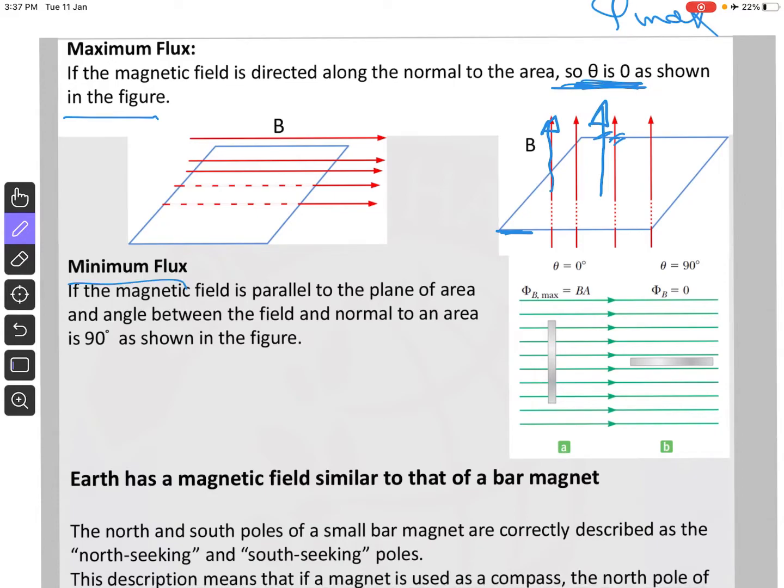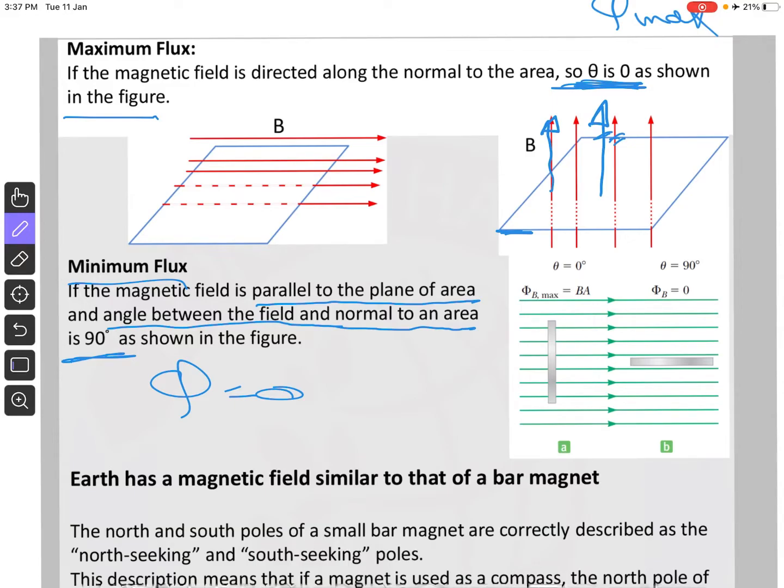Minimum flux is when the magnetic field is parallel to the plane of the area, and the angle between the field and the normal to the area is 90, as shown. In that case, the flux is going to be equal to 0. Keep it in your mind. This note, we're going to use it in the next chapter.